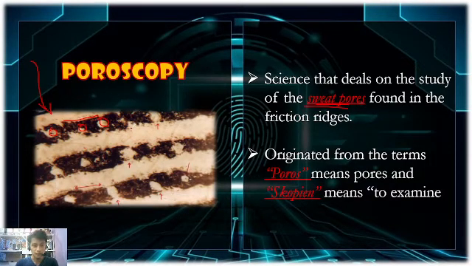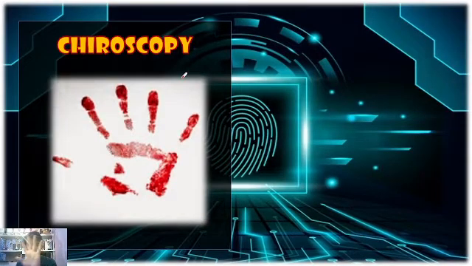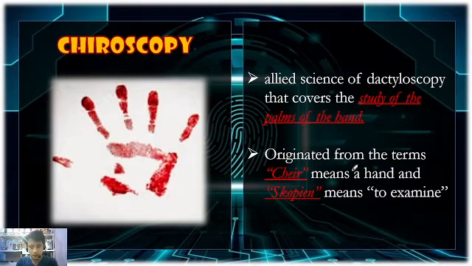The study of these pores found on the ridges is called poroscopy. The word poros means pores, and skopein means to examine also. So that is for poroscopy. For chiroscopy, the word chiro came from the term cheir, which means a hand, and skopein means to examine. In other words, chiroscopy is the study of the palms of the hand.